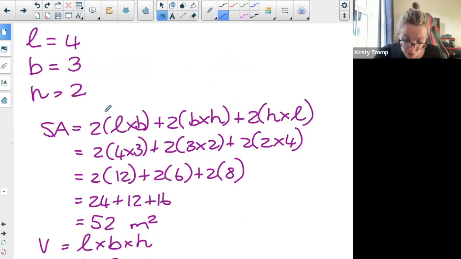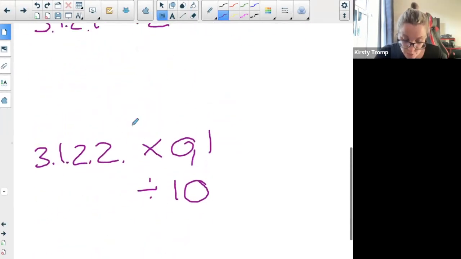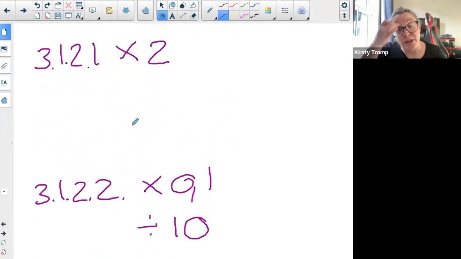Now, we could do all those calculations all over again. We could take the length and the breadth and the height, times everything by 2, then do the surface area, and then do the volume. But there is always an easier way to do it, and we just learned the easier way. So let's go see.